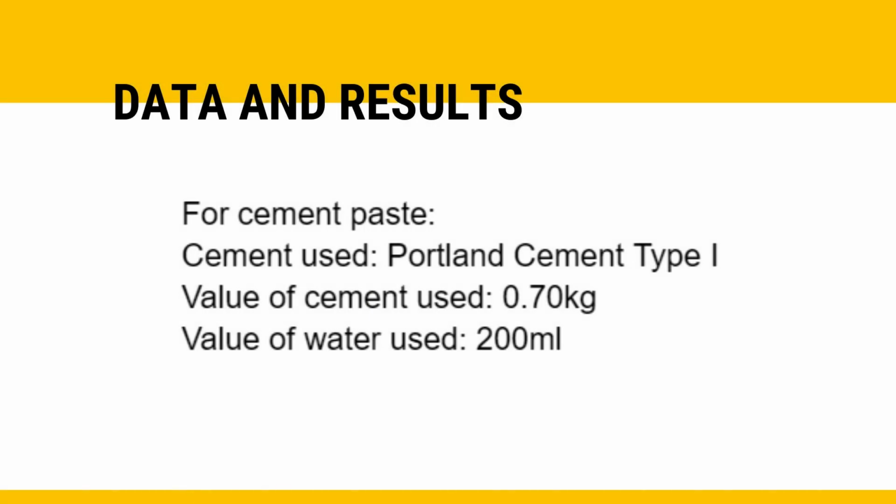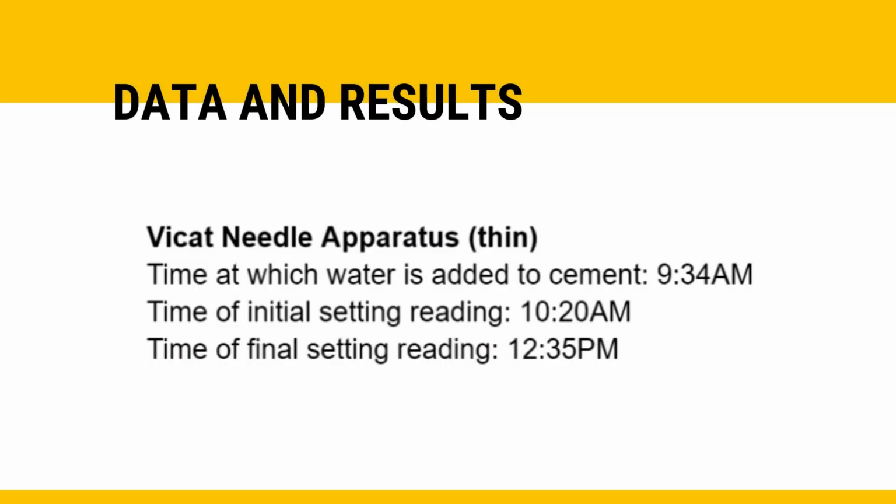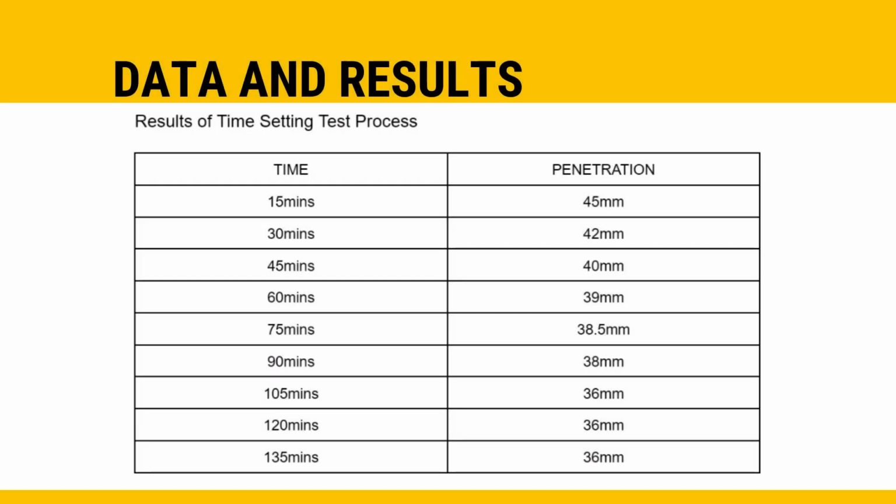In this experiment, for the cement paste, we used Portland cement Type 1, and the amount of cement that was used is 0.70 kilograms, and we also used 200 milliliters of water. So for the Vicat thin needle apparatus, the time at which water is added to the cement is 9:34 a.m. and its time of initial setting reading is 10:20 a.m. and its time of final setting reading is 12:35 p.m. So these are the results of the time setting test process for every 15 minutes.